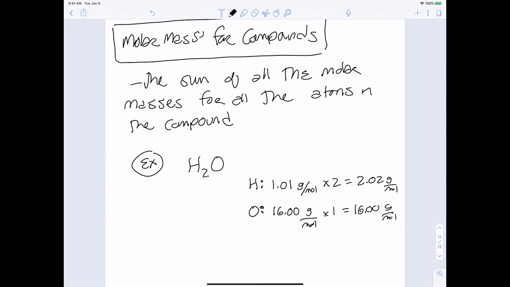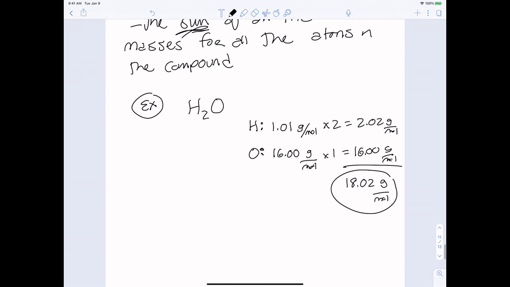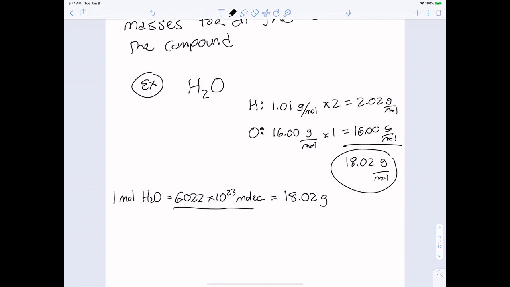And then it says the sum. So we're literally just going to add those together. So my molar mass for water is 18.02 grams per mole. Right, so again, what does that number mean? It means that if I had 1 mole of water, I would have 6.022 times 10 to the 23rd molecules, or compounds, you could write compounds, and it would have a mass of 18.02 grams, right? That's what that number means for us. So 1 mole gives me this many molecules or compounds, and then 18.02.